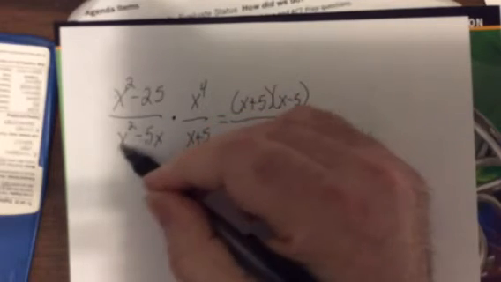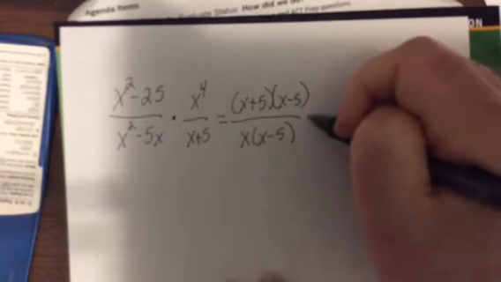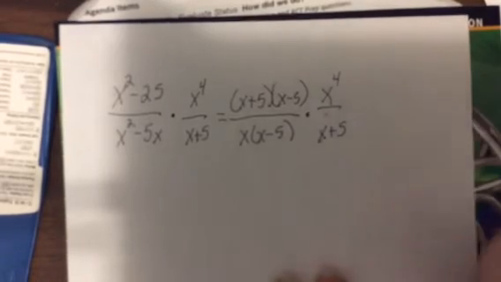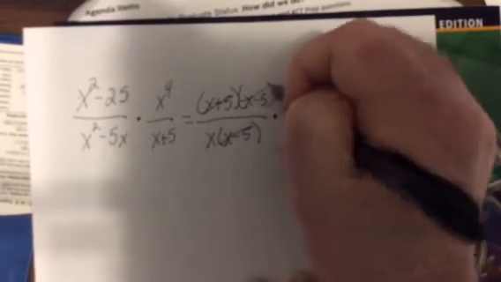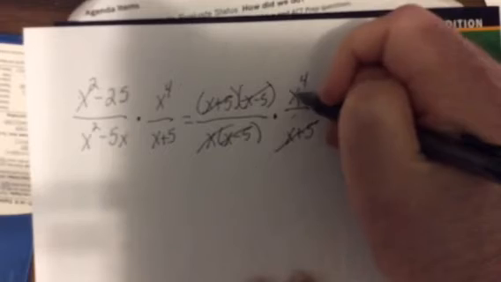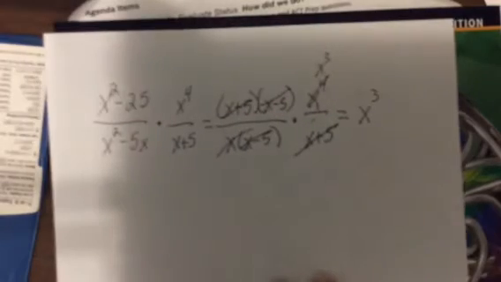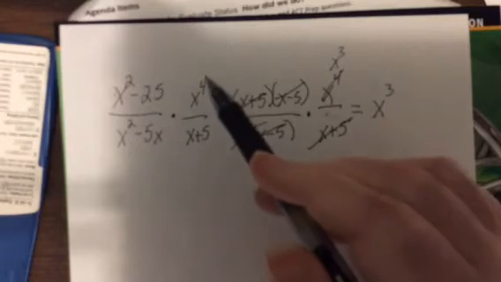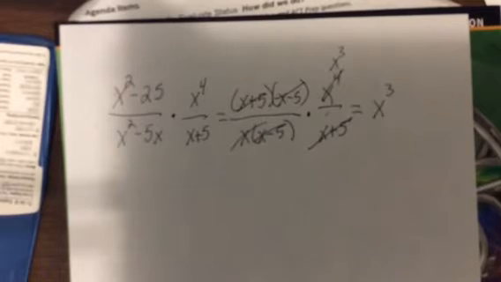First step of factoring is factor out the GCF, times x to the 4th over x plus 5. So the x plus 5 cancels, the x minus 5s cancel, and x goes into x to the 4th. You still have 3 of them. So the answer would be x cubed. So notice if I said put 2 in for x, what's easier? 2 here, here, here, here, and here, and then simplify, or 2 cubed is 8. And if I simplify correctly, which I did, I should get the same answer.